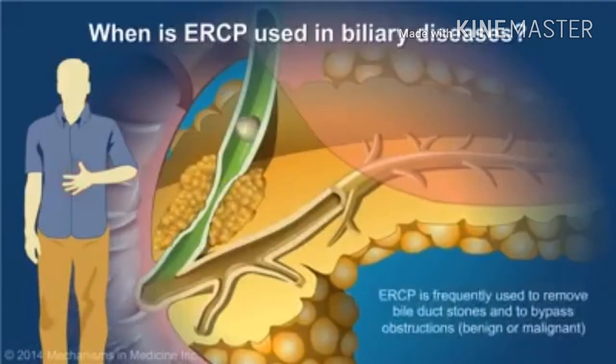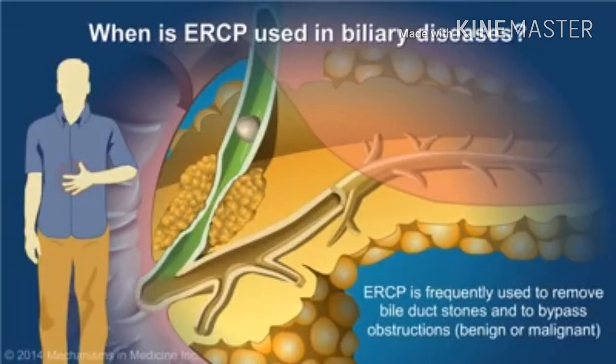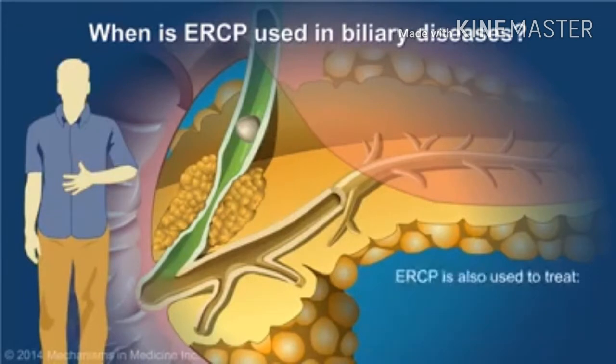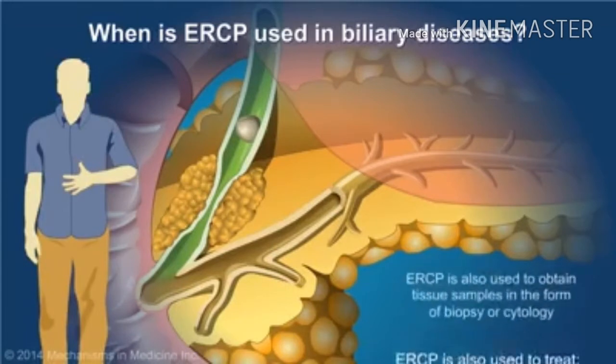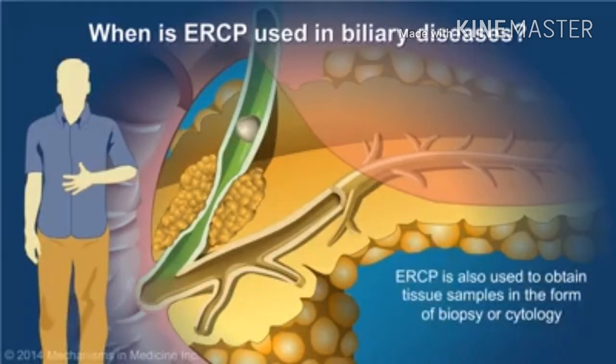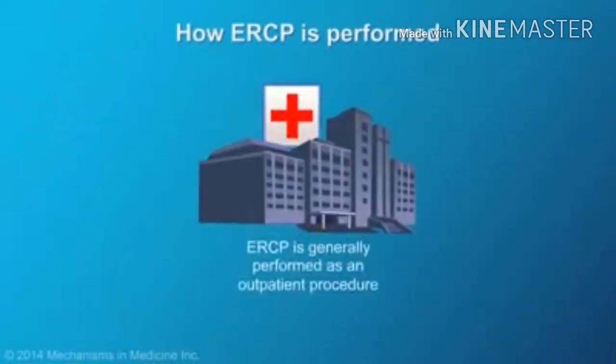In the biliary tree, ERCP is frequently used to remove bile duct stones and to bypass obstructions that can be benign or malignant. ERCP is also used to treat strictures, infections such as cholangitis, leaks after surgery, such as gallbladder removal, and to obtain tissue samples in the form of biopsy or cytology. ERCP is generally performed as an outpatient procedure, but on occasion it is performed when the patient is in the hospital for an acute problem.